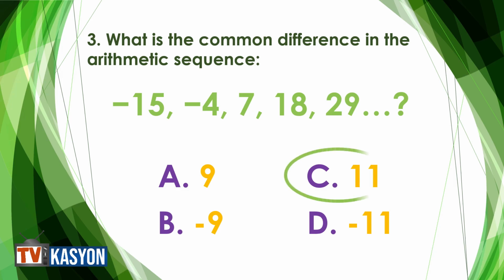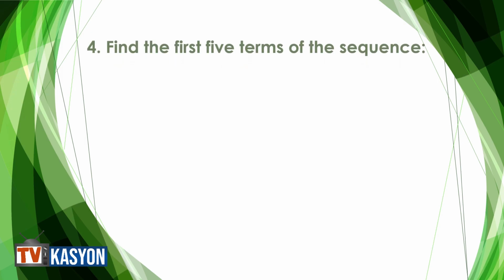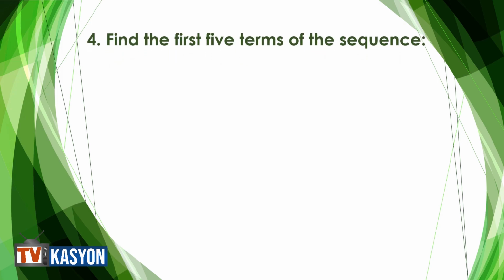The answer is C. 11. Why? Because if you keep on subtracting the previous term from the succeeding term, you get 11. Fantastic! Keep going! Number 4. Find the first 5 terms of the sequence a sub n equals 4n plus 1.